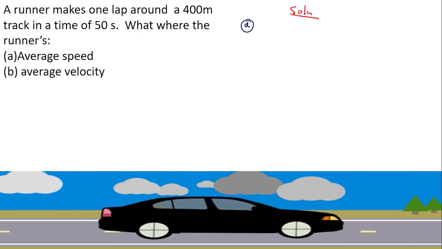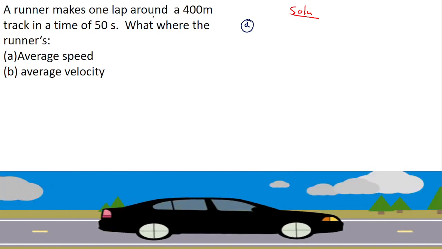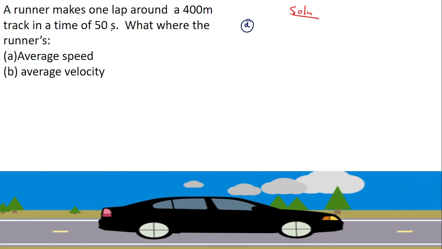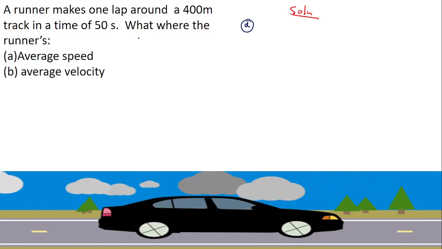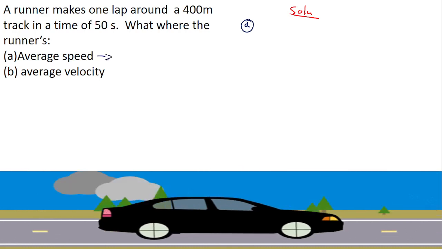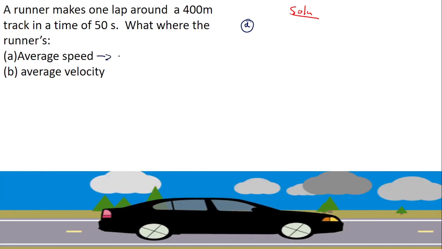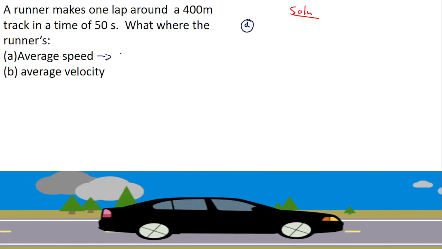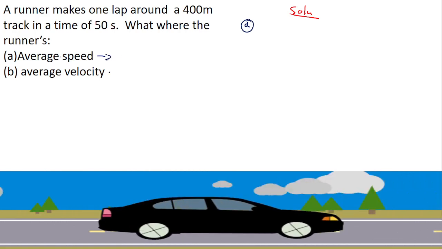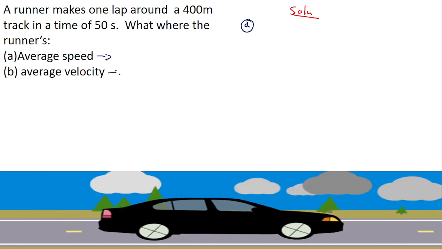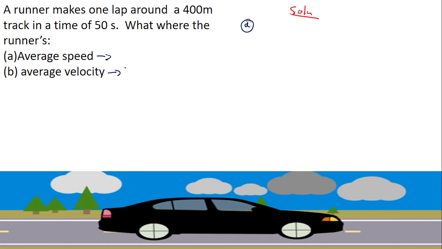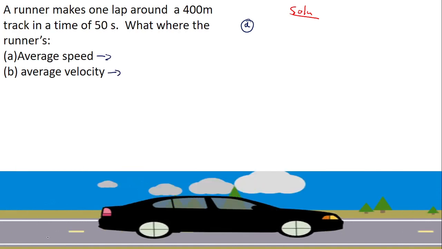Alright, thank you. So a runner makes one lap around a 400-meter track in a time of 50 seconds. What were the runner's average speed? One thing you need to understand is that according to the theory we learned last time, speed is what quantity? Is speed a scalar or a vector? Can someone respond?